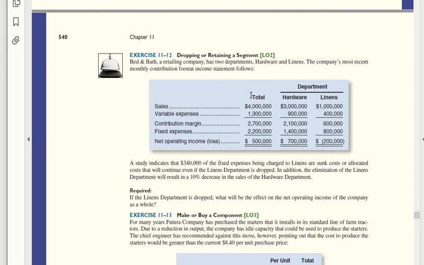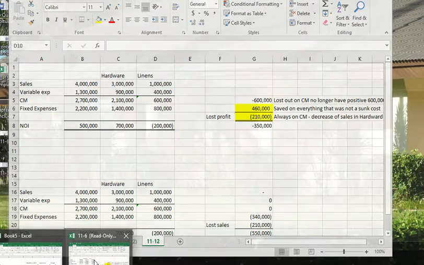We'd probably have to do a contribution margin ratio or a variable expense ratio to know the percentage of variable expenses, as we're going to dial it down to 90%. So, you know, this is at 100%, we need a 10% decrease, or we could go down to 90%. If the linens department is dropped, what will be the effect on net operating income in this company? So, similar to a problem we've done before.